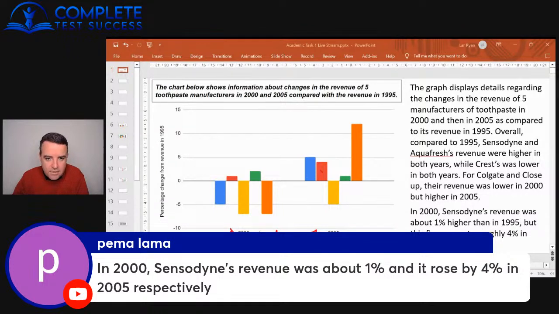Okay. In 2000, Sensodyne's revenue was about 1%, and again, 1% higher than 1995, comma, and it rose by 4% in 2005. It didn't rise by, it rose to 4% in 2005, and we don't need respectively. So respectively is when you mention the name of two categories, and after that you give the two pieces of data for those categories. And respectively means the first category I mentioned relates to the first figure, and the second category relates to the second figure that I mentioned. So that's what respectively means. It doesn't mean I have AB and over here I have BA. You put them in the same order, not mix them around. Of course, nobody would do that, but that's what respectively means. So in this case, respectively isn't necessary.